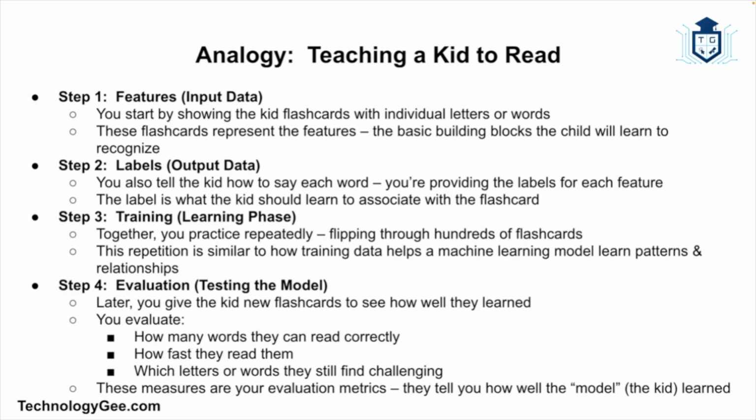Then we have training. So this is when you go through hundreds of flashcards together. That is your training data. Then we have the evaluation. So later you test the kid with new flashcards to see if they can still read correctly. You evaluate how many they got right, how fast, and whether they struggled with certain letters. These are the evaluation metrics. And basically, that is machine learning in a nutshell.